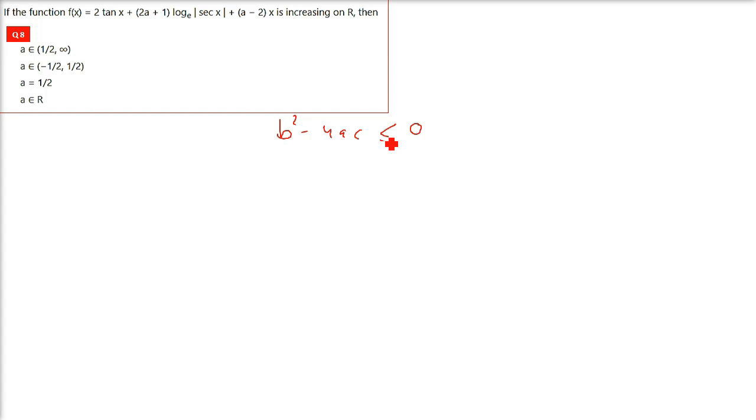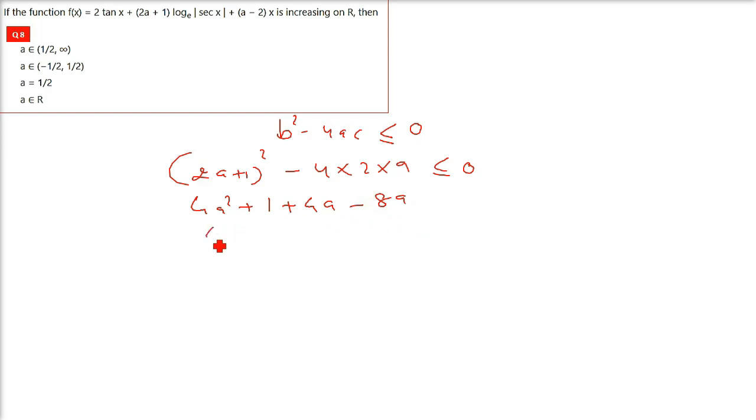Alright, b square minus 4ac should be less than or equal to 0. And if you remember, I told you what is a, what is b, what is c. So (2a plus 1) whole square minus 4 into 2 into a should be less than or equal to 0. This is 4a square plus 1 plus 4a, minus 8a. So eventually you got 4a square minus 4a plus 1 less than or equal to 0.